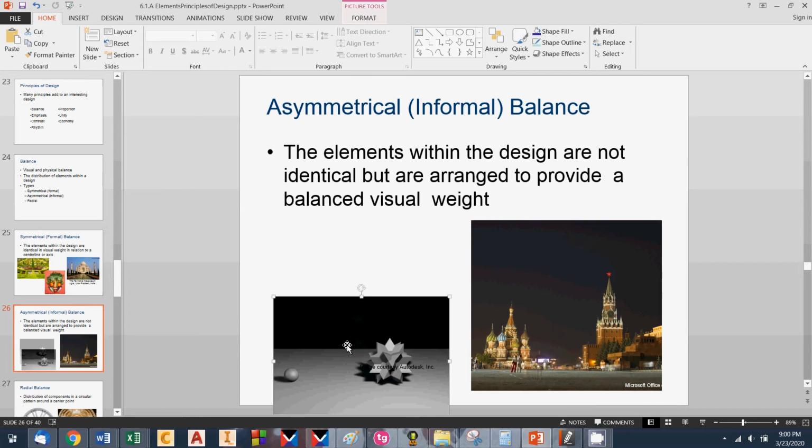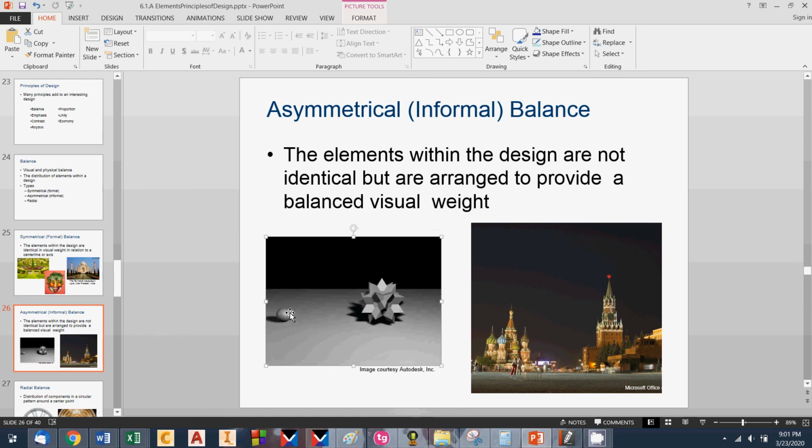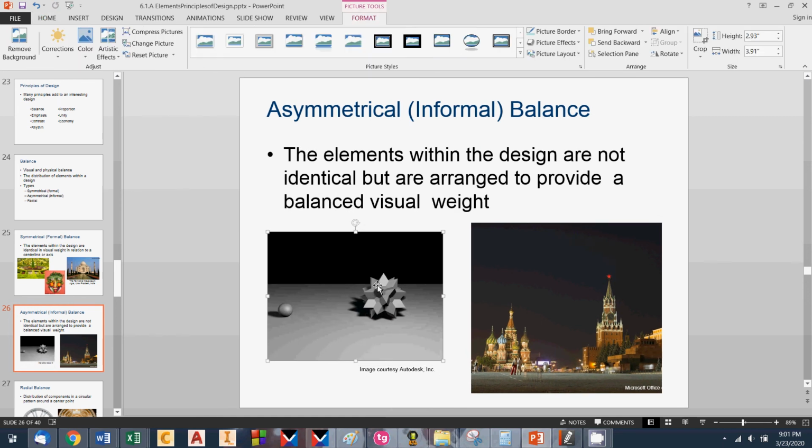So for example here, we've got a smaller object further away, and then we have a larger object closer to the center. So if we had put the large object far away, it would have drawn our eye away from the center here.